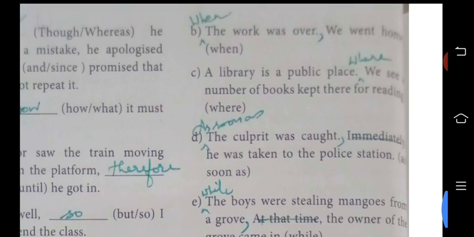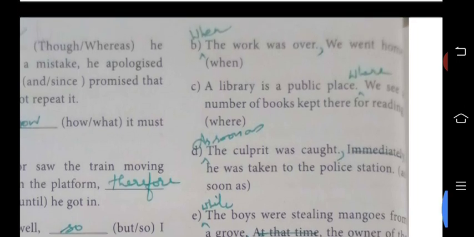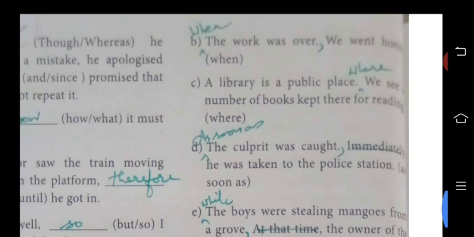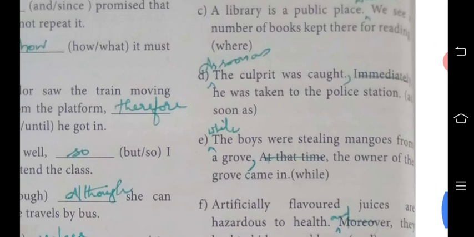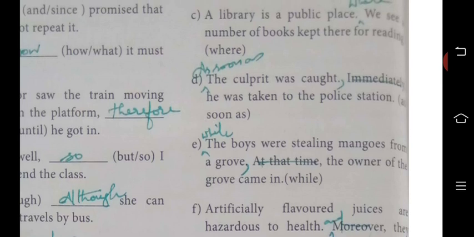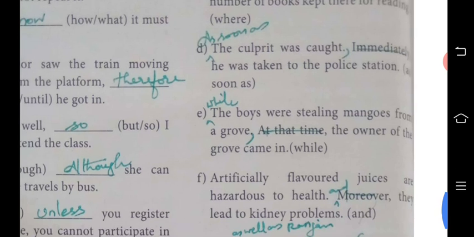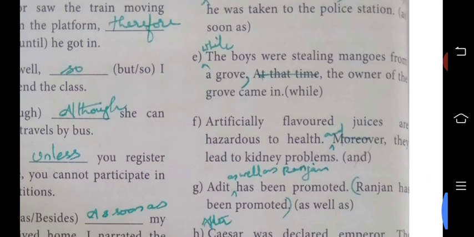A library is a public place. We see a number of books kept there for reading. So a library is a public place where we see this use of relative pronoun. Okay. Where we see a number of books kept there for reading. Then timing again. The culprit was caught. Immediately he was taken to the police station. So use as soon as. So as soon as the culprit was caught, comma, he was taken to the police station. Complex sentences.